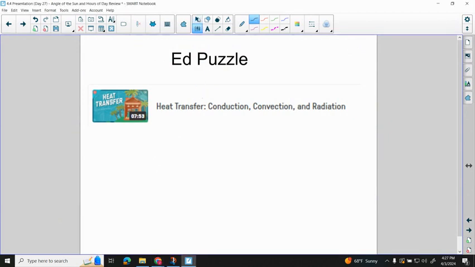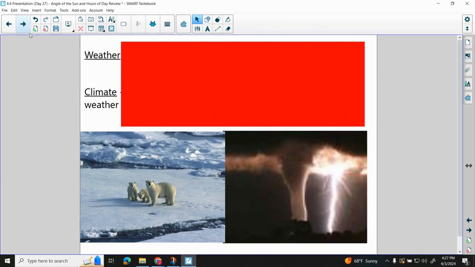That's the review basically. Now I want you to work on the Edpuzzle. It's a 7-minute, 53-second video. Answer the questions. And then you're going to do this heat transfer sheet. But the first part of the heat transfer sheet, we talked a bit about this last time, the difference between weather and climate, and it's going to ask some questions about that.